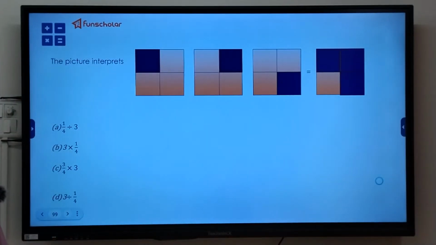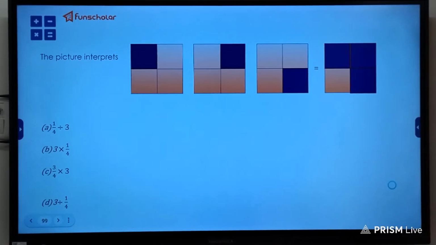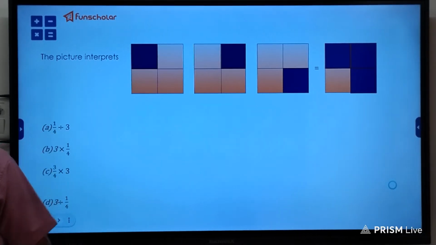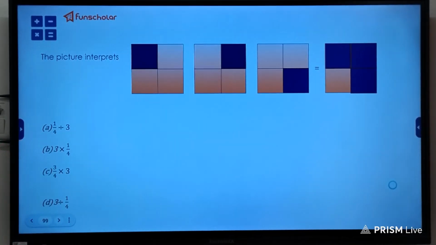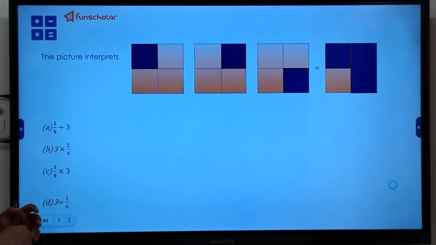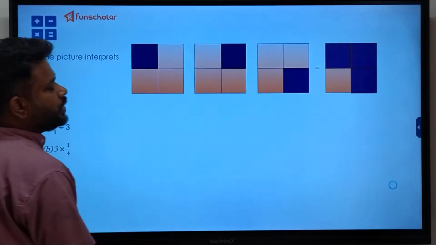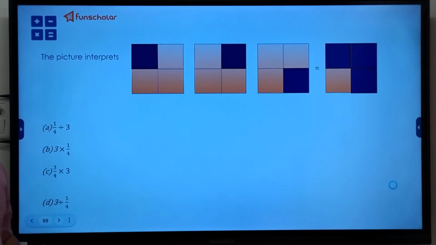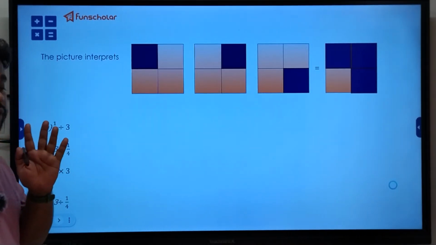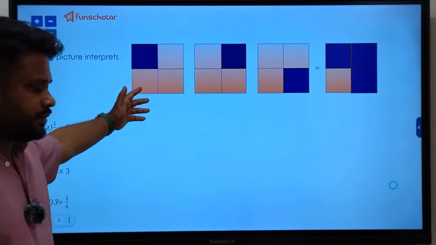Okay, the next one, the picture interpretations. Here we have 3 pictures which are interpreting 1 by 4, 1 by 4 and 1 by 4. So the total will be 3 by 4. I have shown you by showing you the blocks. Okay, they are doing it in the same process.